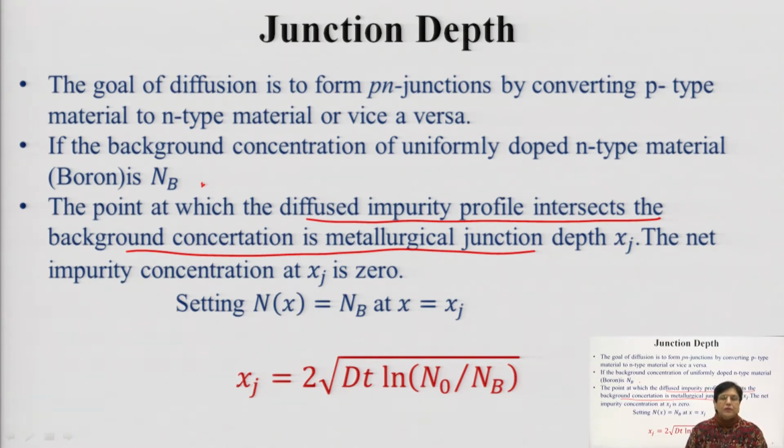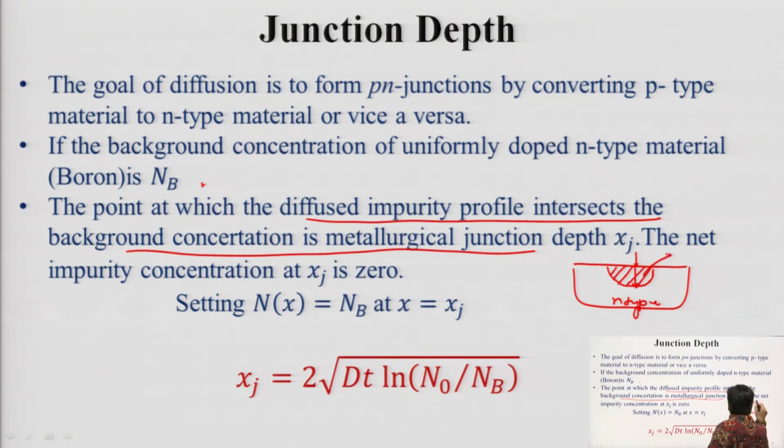That means I have a material, suppose this is n type silicon, and I am going to diffuse a material into it, and this entire area is converted into p type. So, the junction, we call it Xj.